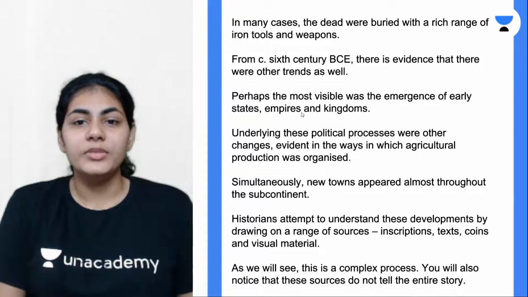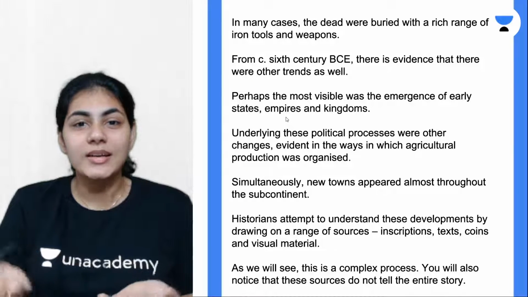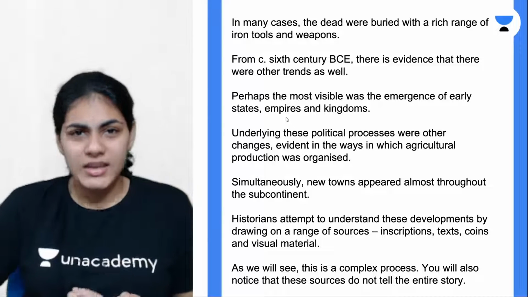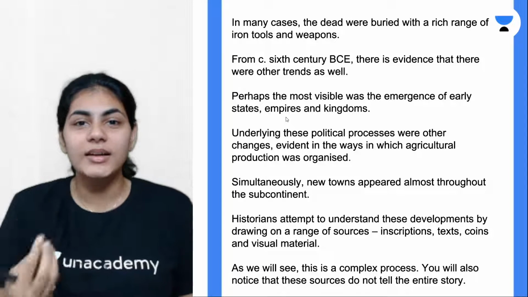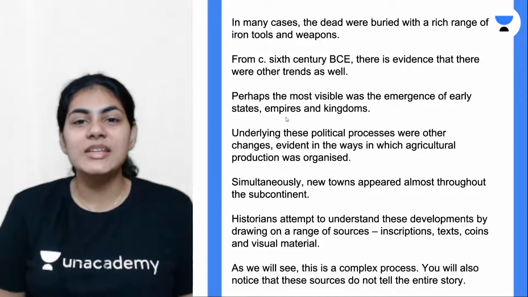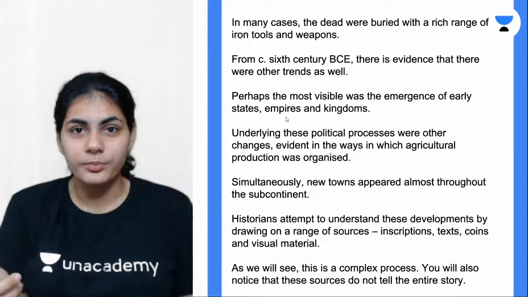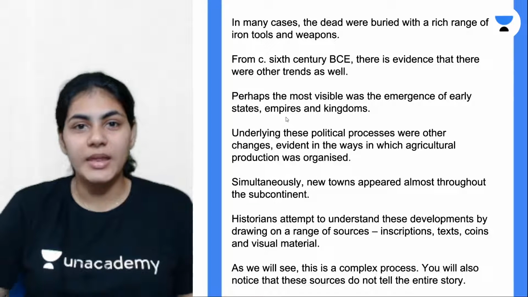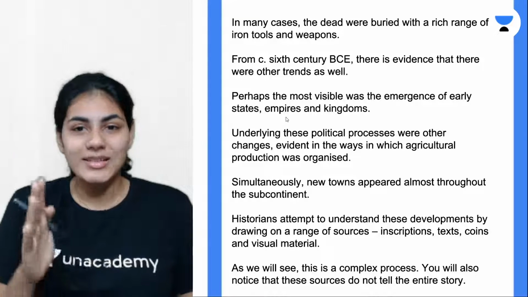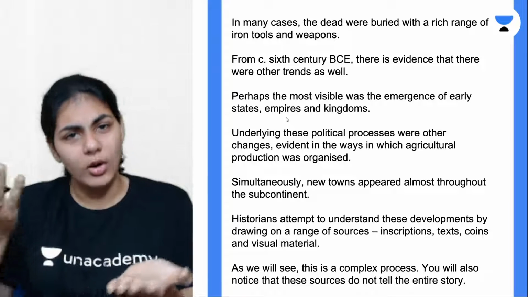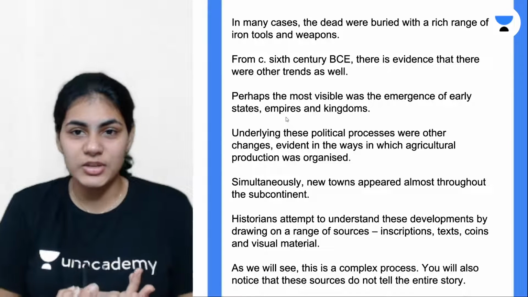Number one, there's definitely clear evidence that the political structures, or the political units such as states, empires, kingdoms, whatever you want to call them, right? All of these political entities have clearly been coming up right from the 6th century BCE, right? This is exactly where the Mahajanapadas come into picture. Yeah, so just hold on to that Mahajanapadas point. We'll discuss them in detail in the next slides. For now, just remember that states, empires, or other kinds of political entities have been coming up in the 6th century BC.